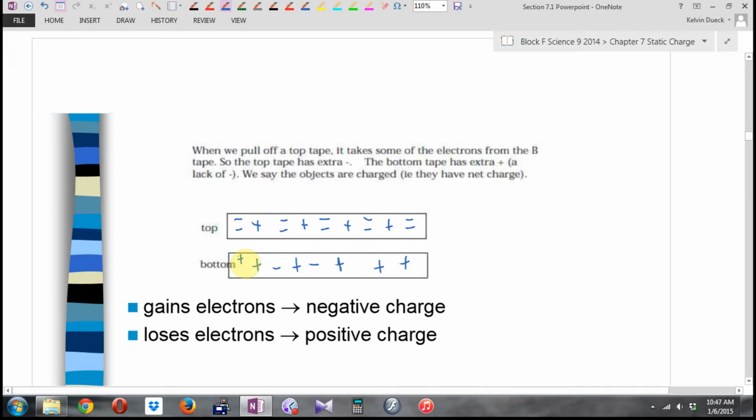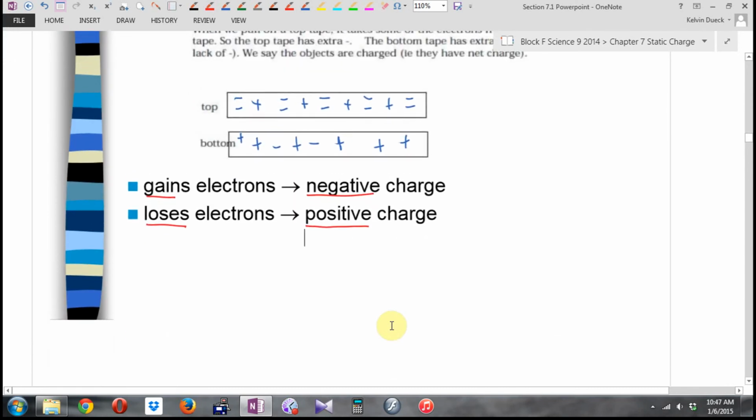If you gain electrons, Omid, you have a negative charge. So this is in your notes as well. If you gain electrons, negative charge. If you lose electrons, positive charge. So far, so good?